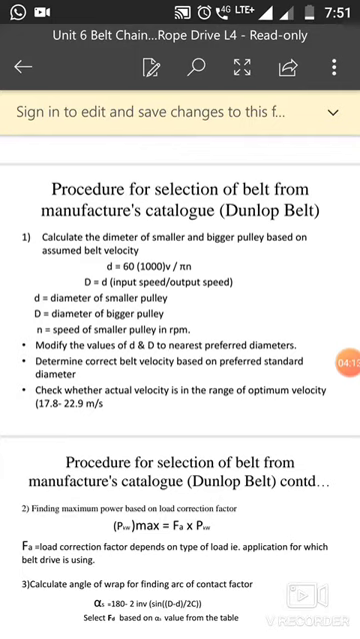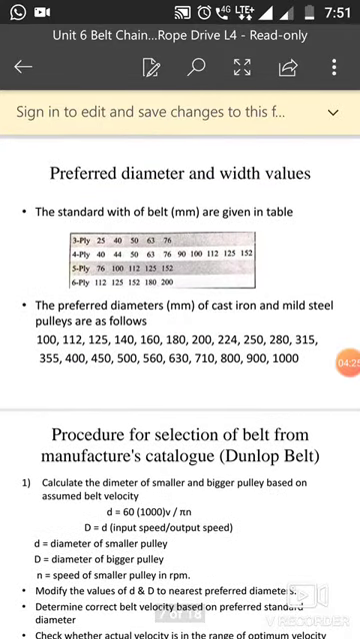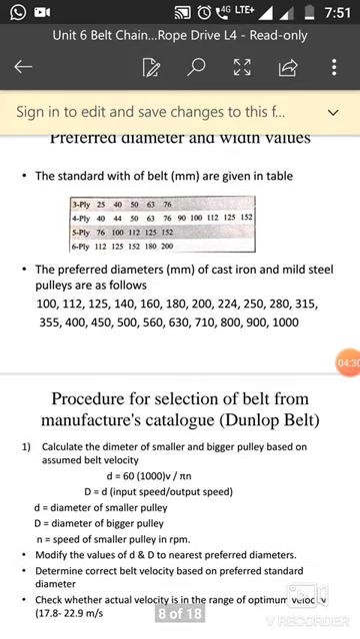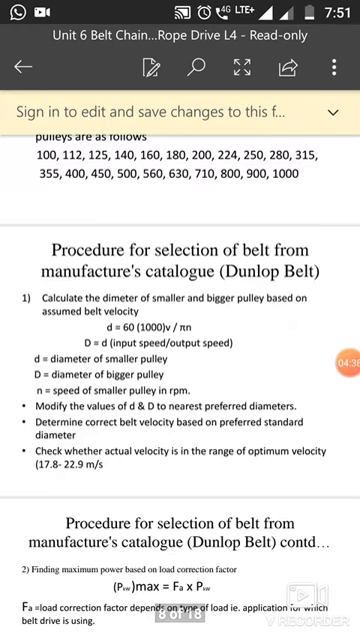Now those are values that you need to modify to the nearest preferred diameter. In the last lecture we have seen the preferred diameters of the pulley. So those are the preferred diameters. You will get a value something like 115, suppose. So you have to select the next diameter pulley, that is 125. That way you have to modify your diameter to the nearest preferred diameter.